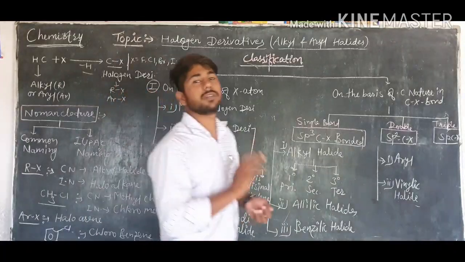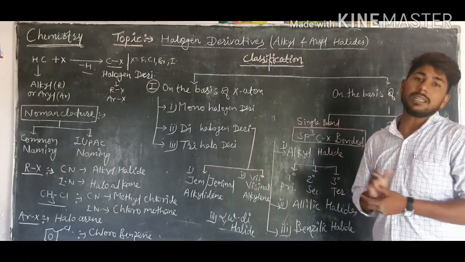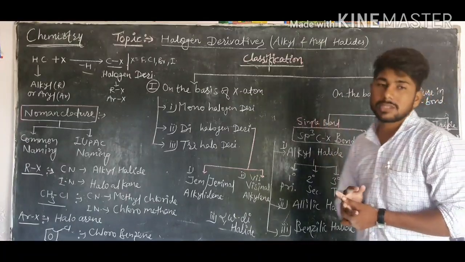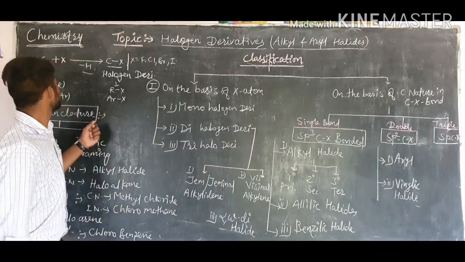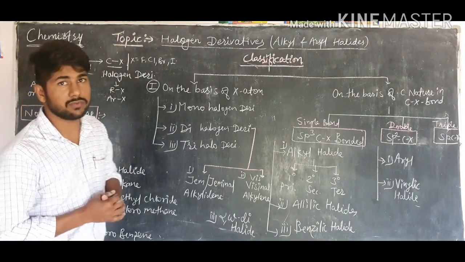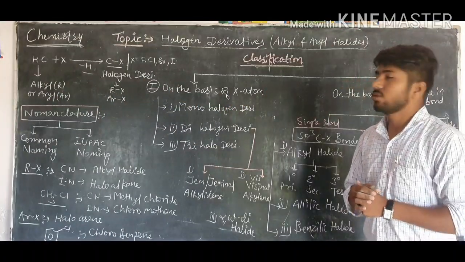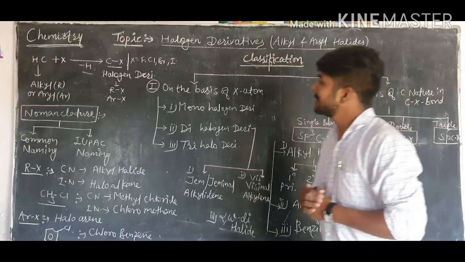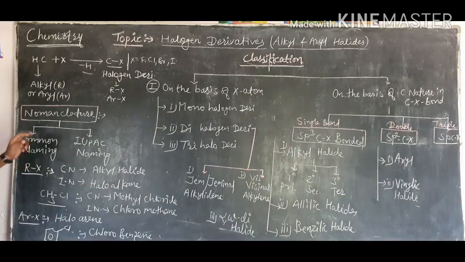Today we will discuss the halogen derivatives. In the last class, we studied the general introduction to halogen derivatives. Now in this class, we will study the nomenclature and classification of halogen derivatives. This class is most important, so continue with us. Now we will recap the last class's general introduction.